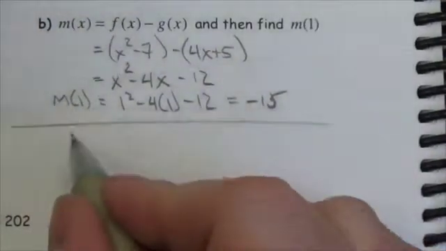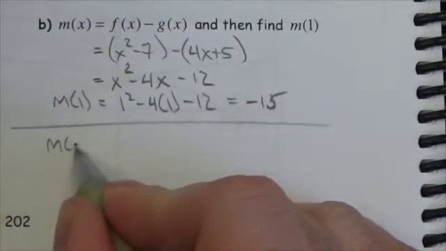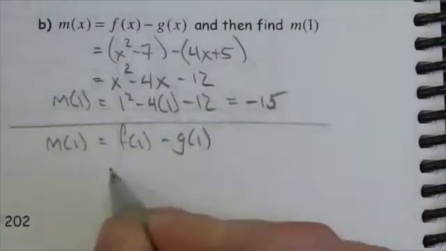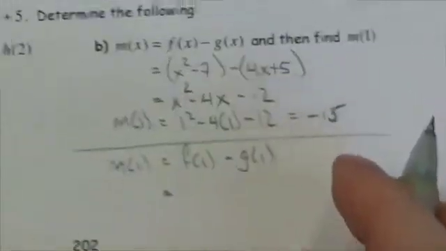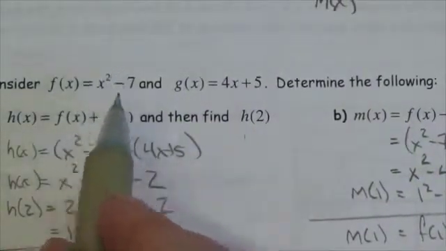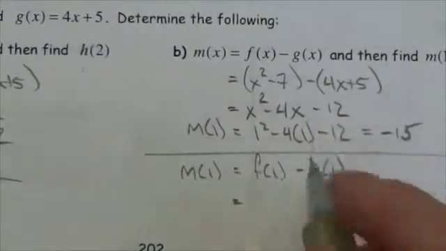The other way to do it is going to be to say, okay, m of 1 is going to be f of 1 minus g of 1. Now I got to go back to my definitions here. f of 1, okay, f of 1: 1 squared minus 7, okay, that's going to be negative 6.